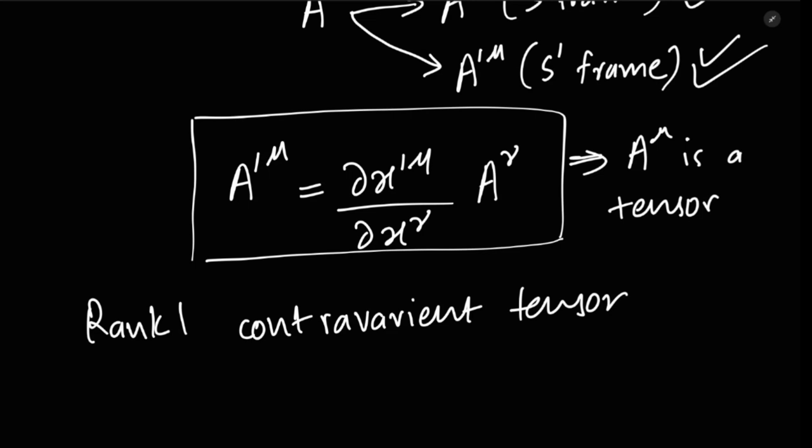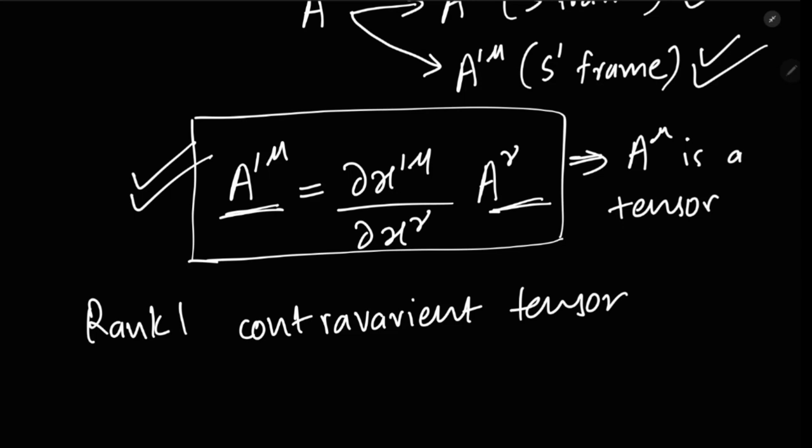On one side you have components in S prime frame and on the other they are related to the components of A in S frame. This A nu is related to A prime of mu in this particular way for A to be a tensor.